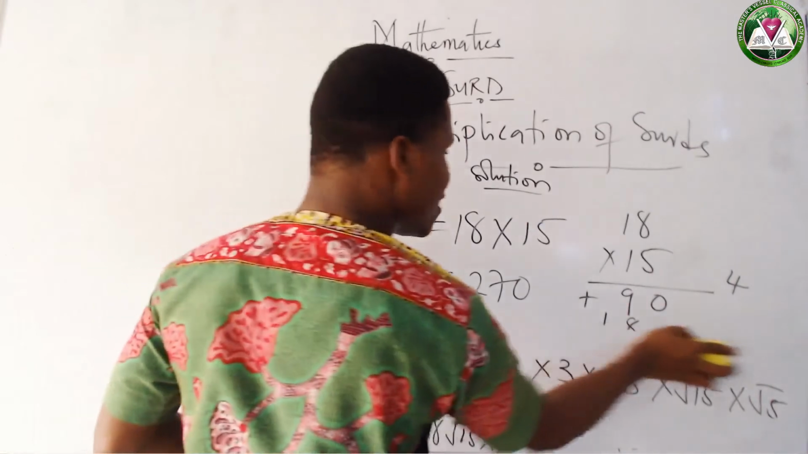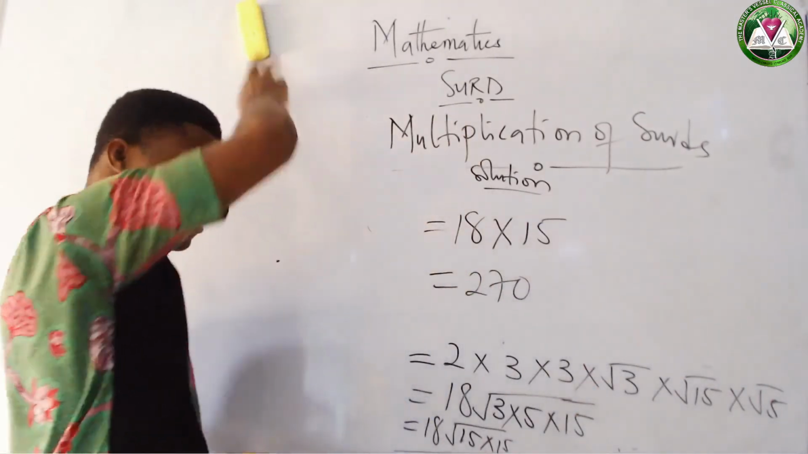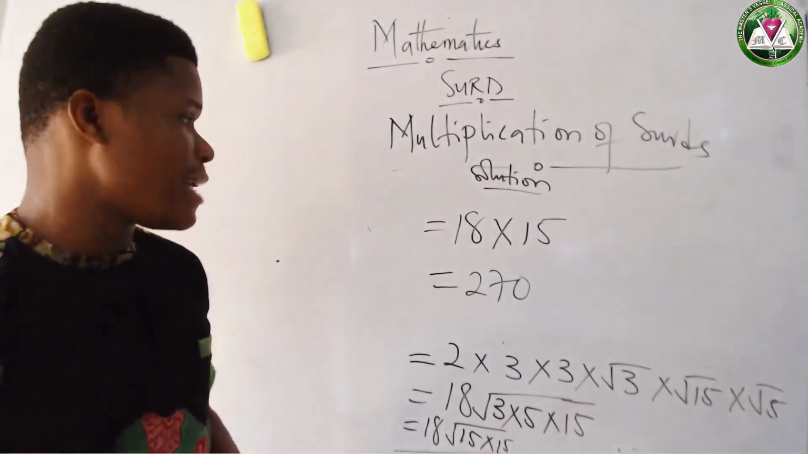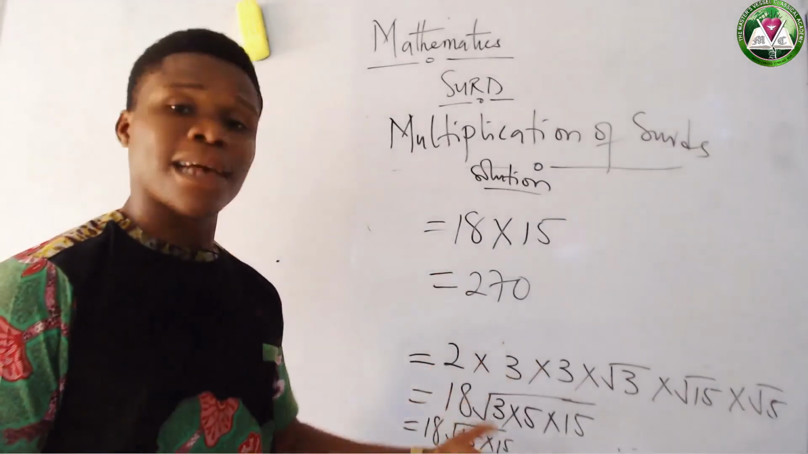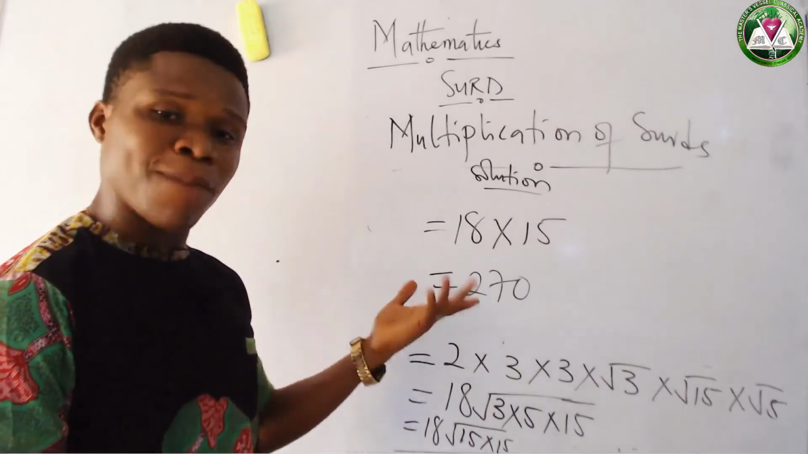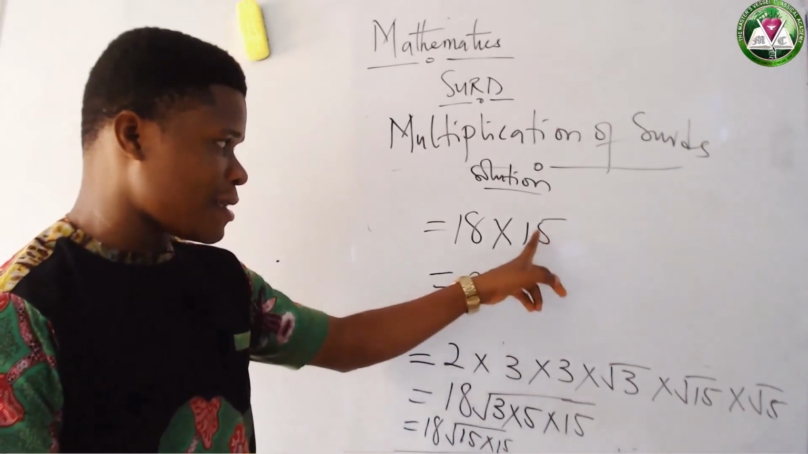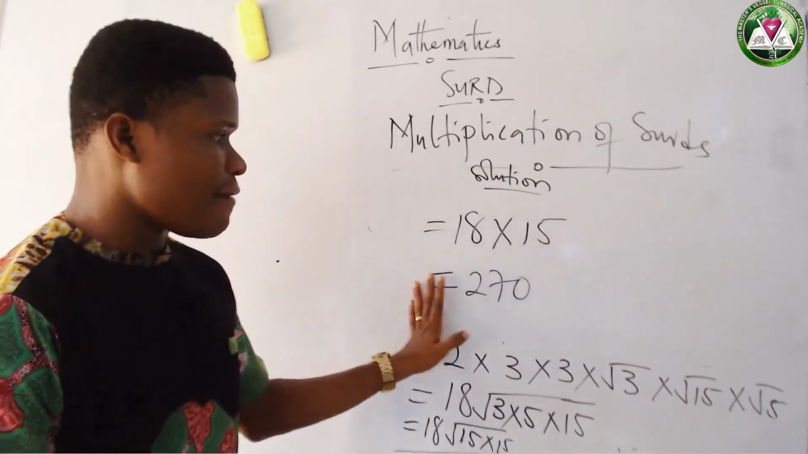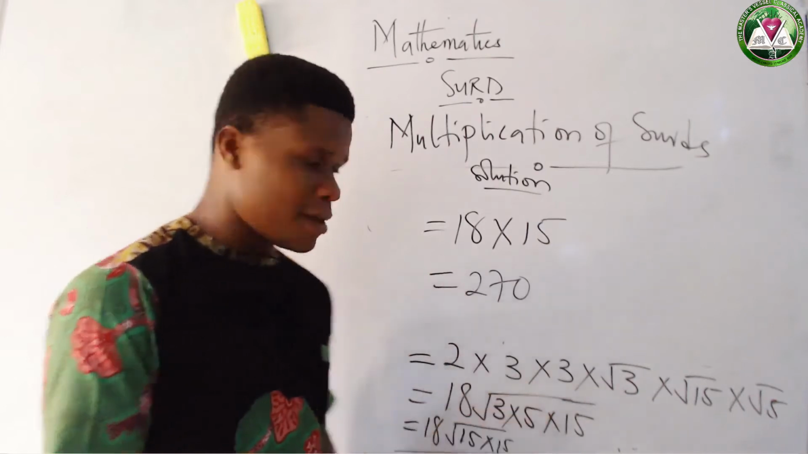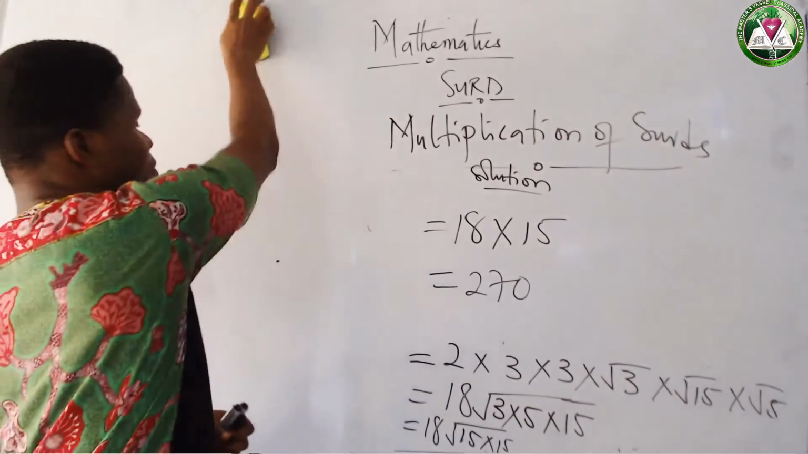So you can see that this question in surd form ended up giving us a whole number as the answer. Some questions in surds can actually have whole numbers as answers, especially when the answers are perfect squares. Then you can see this 15 times 15 ended up giving us 15, and then 15 times 18 gave us 270. You can see for yourself how I got them.